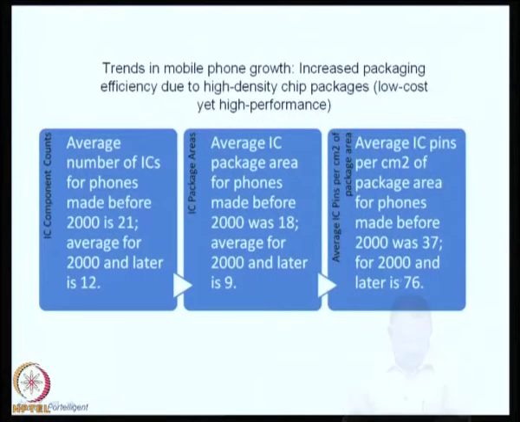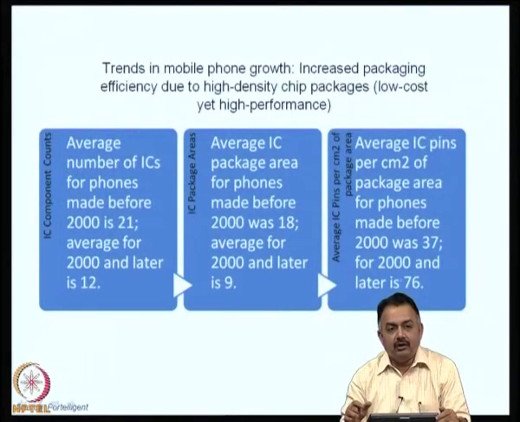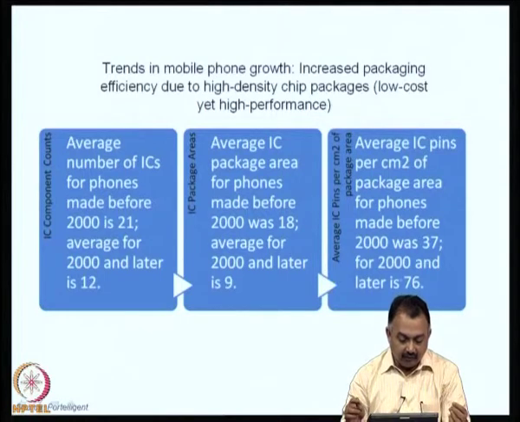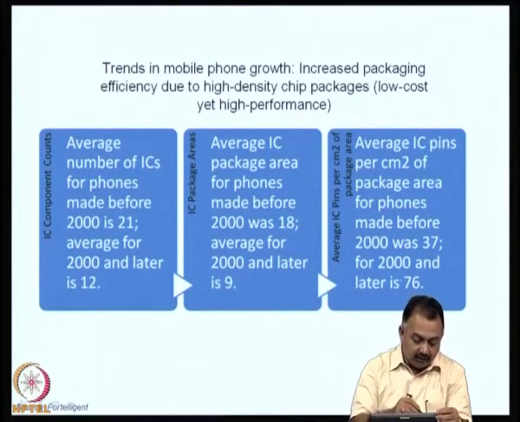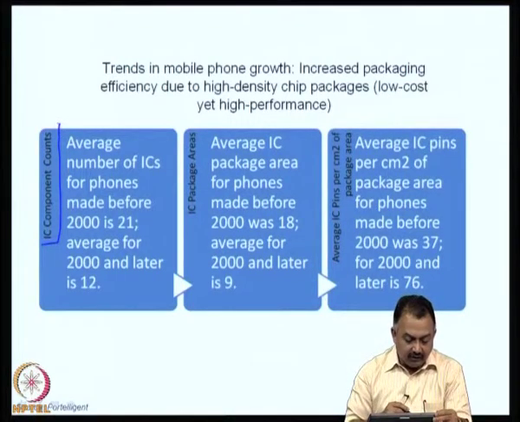Okay. Now, I will give you some statistics which talk about the trends in mobile phone growth, and which basically tell you how the packaging efficiency is increasing due to high density devices or IC packages used, low cost, but at the same time yielding very high performance. If you look at the IC component counts, okay, the average number of ICs for phones made before 2000 is 21, average for 2000 and later is 12.